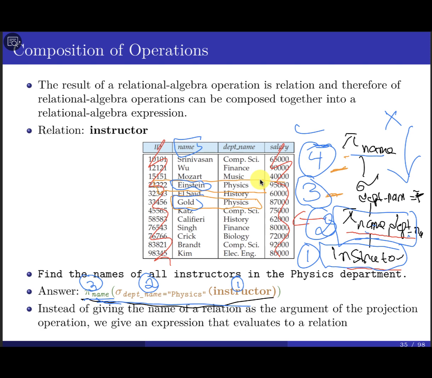But if you decide to perform project before the selection, make sure that you are not going to eliminate the attribute that is needed in the higher level. Because this is a structure, this tree. You start from the bottom and you go up. So every operation you perform is going to produce a new relation, which is going to be used in order to perform the next operation.